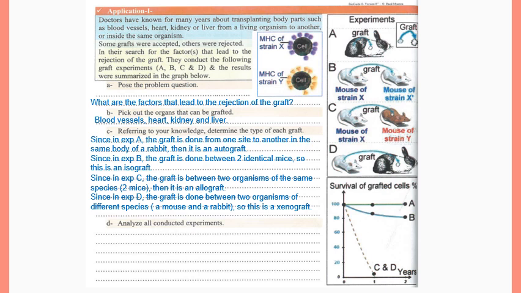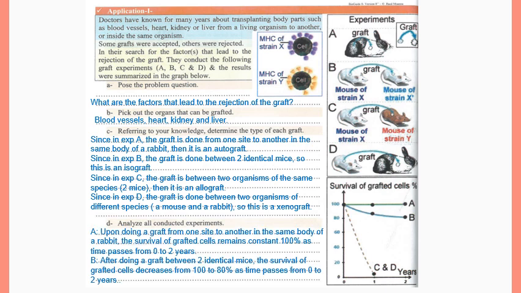Analyze all conducted experiments. Analyze, we have to mention the variable and the result. We can start from anything, variable and result, or the opposite. Let's start from the variable here. We will analyze experiments A and B together, and you will do the same thing for C and D. Experiment A. Upon doing a graft from one side to another in the same body of a rabbit, the survival of grafted cells remains constant 100% as time passes from 0 to 2 years, as you see in the graph here.